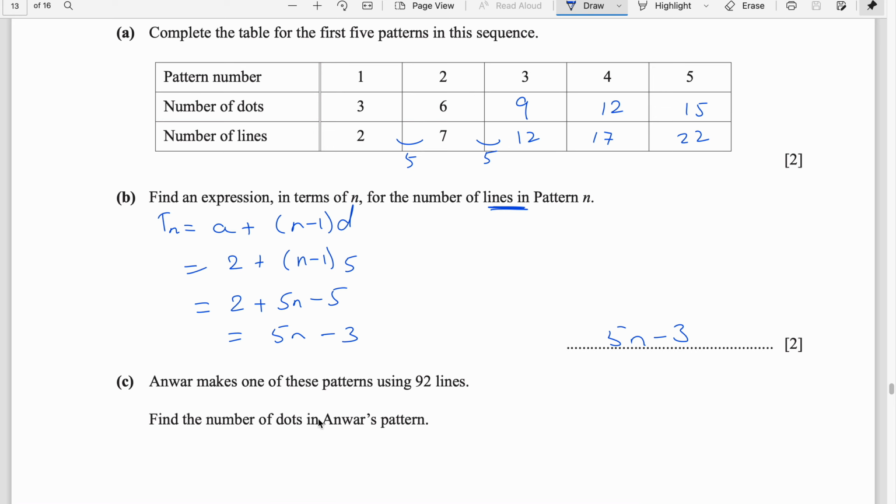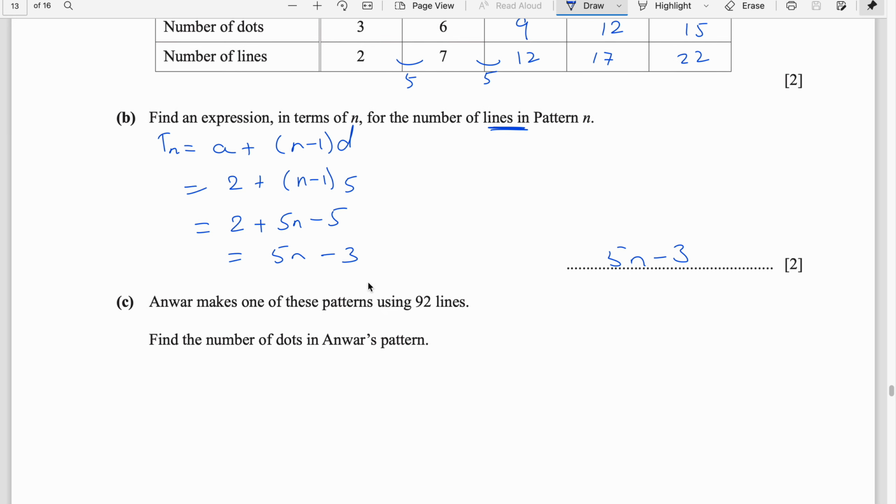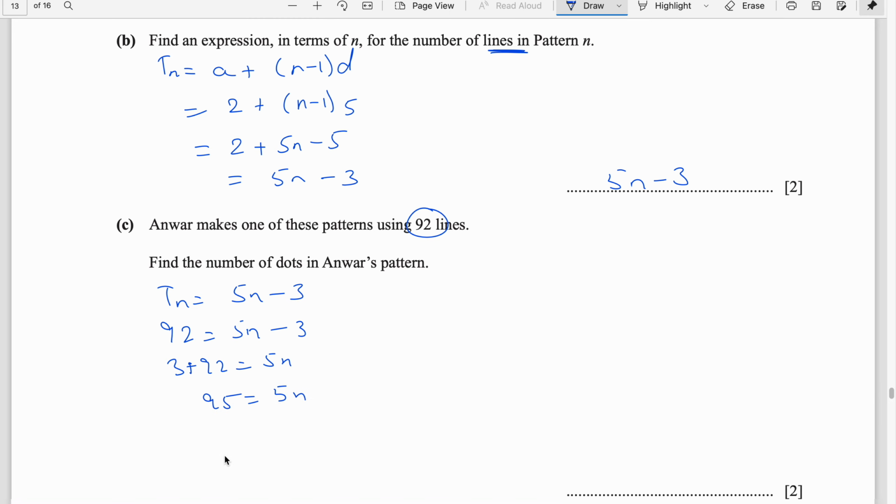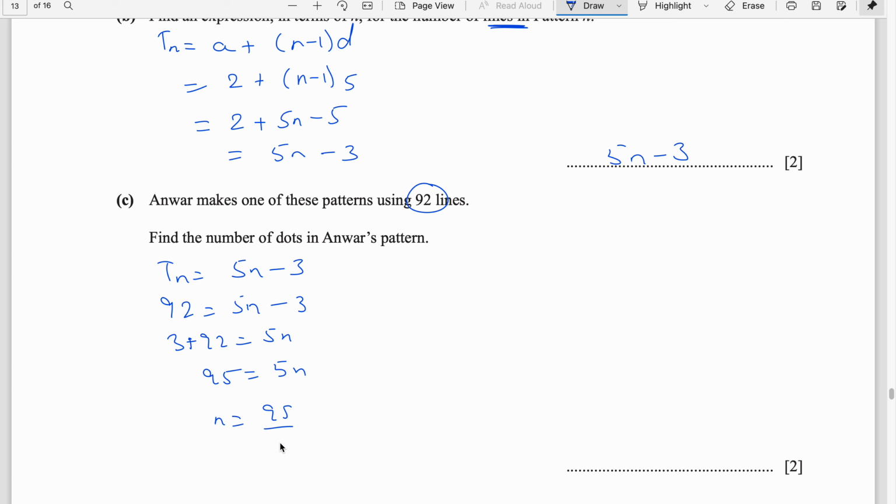C part, Anu makes one of these patterns using 92 lines. Find the number of dots in Anu's pattern. So if we have 92 lines, the term number is given by 5n minus 3. So 5n minus 3 equals 92. 92 plus 3 is 95, equals 5n, n is equal to 95 by 5.